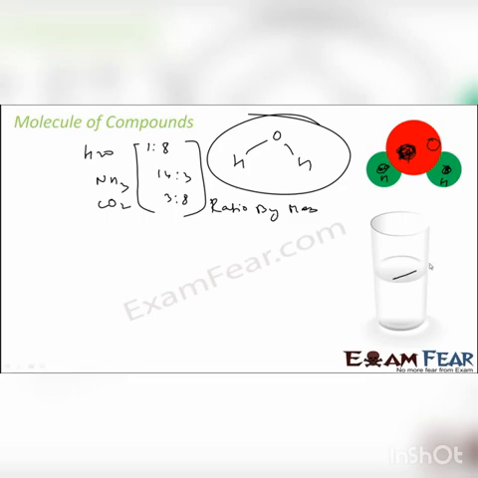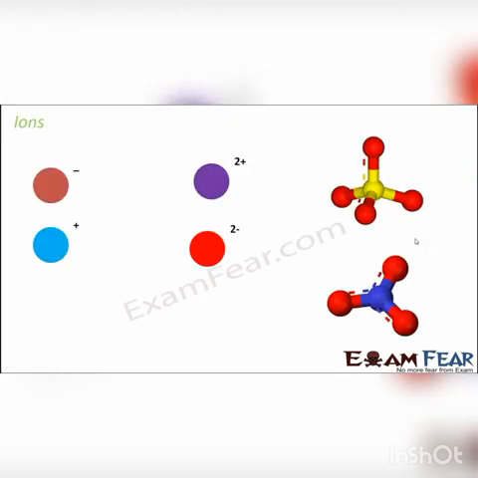Okay, this is water. So if you see, water has hydrogen and oxygen in a fixed mass ratio of 1:8 by mass. So this is molecules of compounds. Nothing great in this. I talked about molecules.